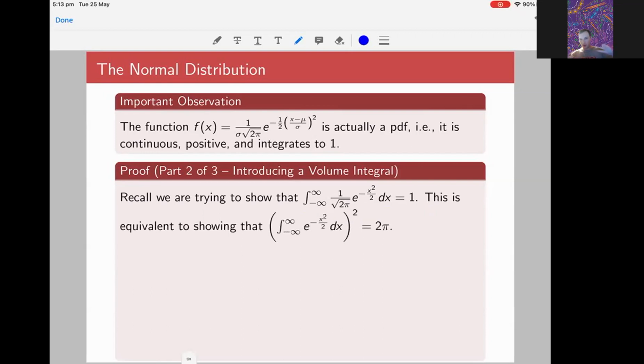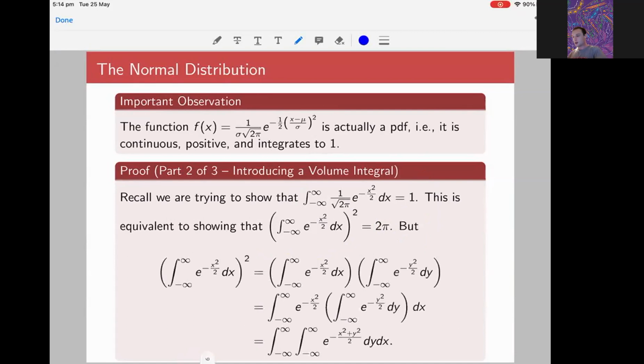Well, before we introduce the multivariate integrals, note that showing that this integrates to 1 is the same as showing that if you just integrate e to the minus x squared on 2 and square that result, then you get precisely 2 pi. So if you take the square of this equation and rearrange, you're going to end up with this. Okay, how do I do that? Well, this is where the trick really comes in.